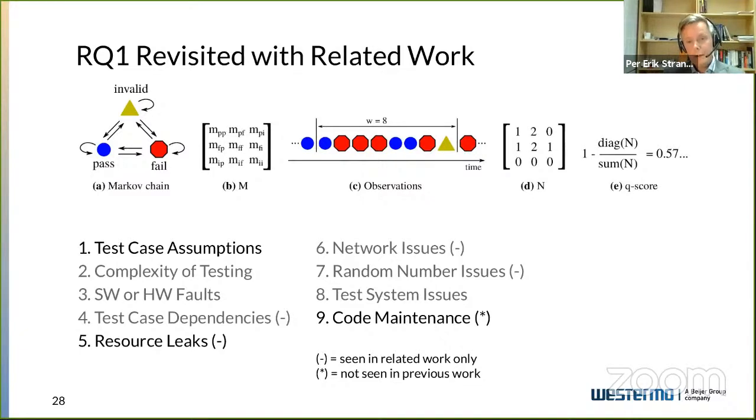And factor 9 on code maintenance: if you do maintenance and refactoring of your code, that could lead to intermittently failing tests. This is a factor that is not seen, as far as we can tell, in previous work, but it's seen in our case study. So there you have it.